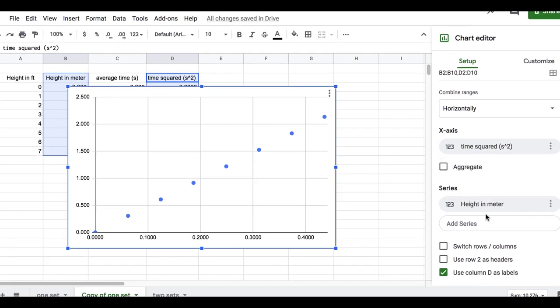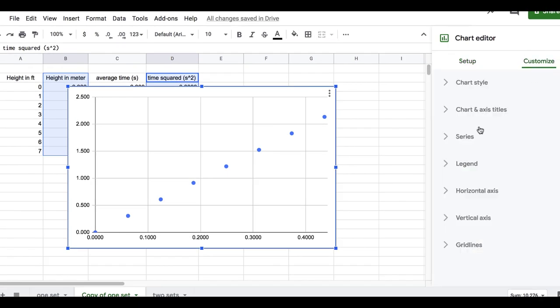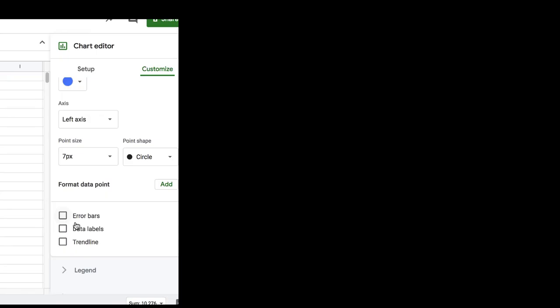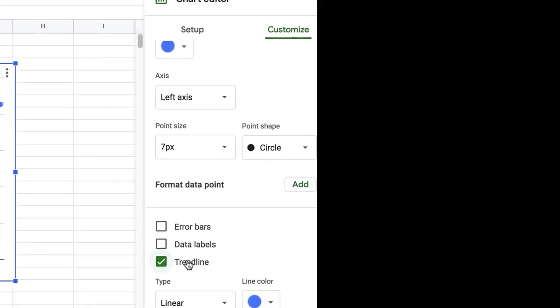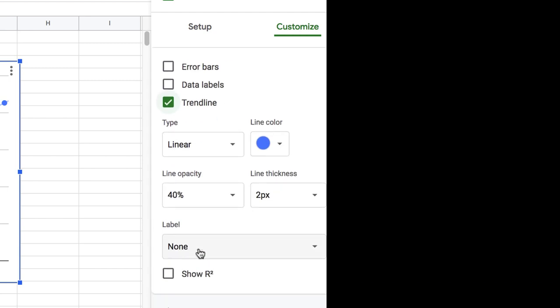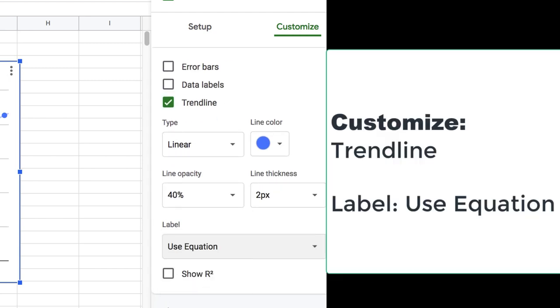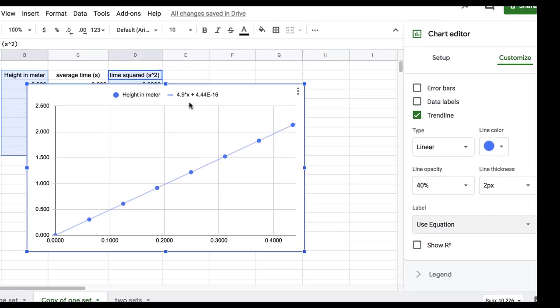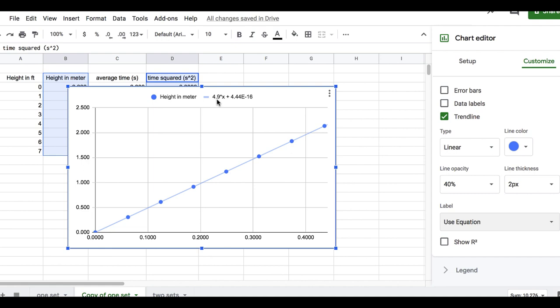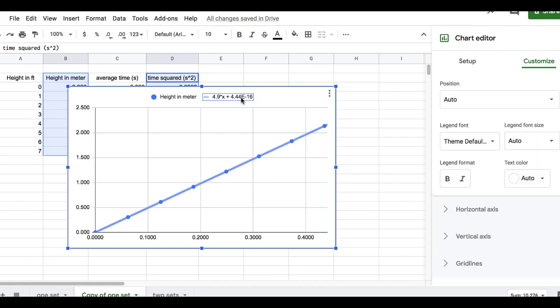Since I fixed the axis now, x-axis is time square and the y-axis is the height, I will go and decorate it a little bit. It's easy to do this by going to the customize, insert the trend line, use equation as the label. That's the instruction here on the side. And once you have that, it will show an equation of the fit. And this kind of equation will play an important role in deducing some of the scientific data. This is linear regression, by the way.